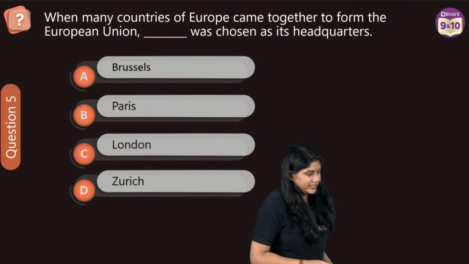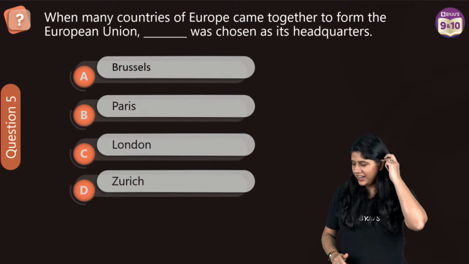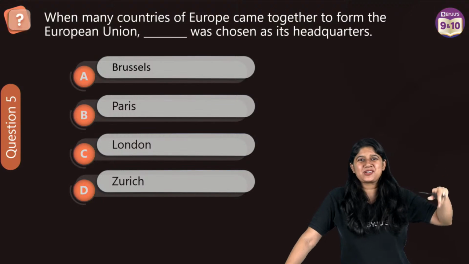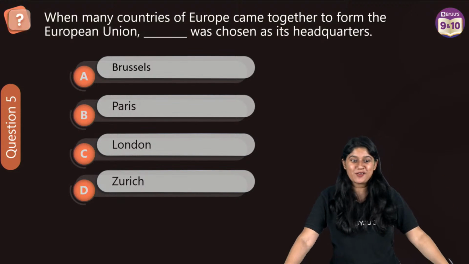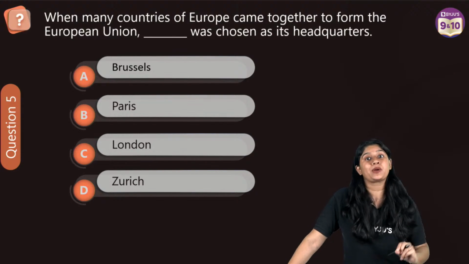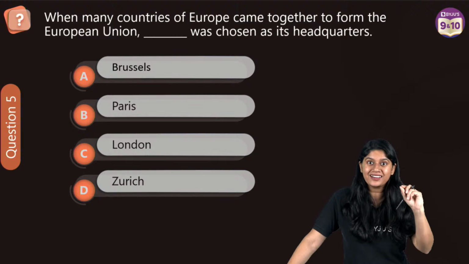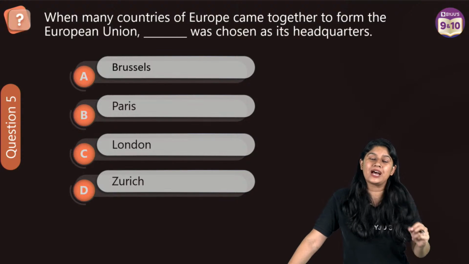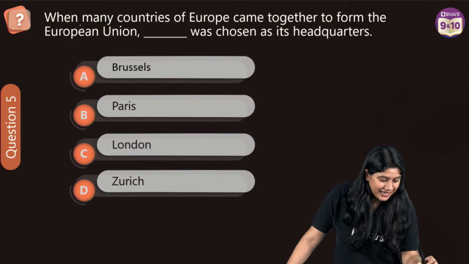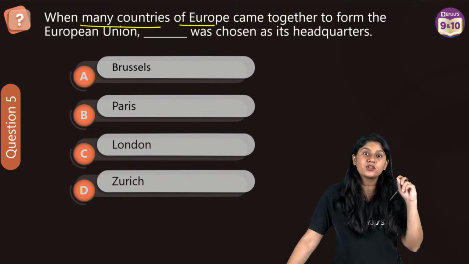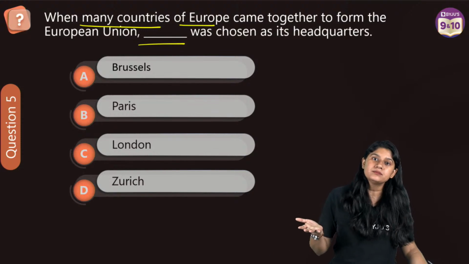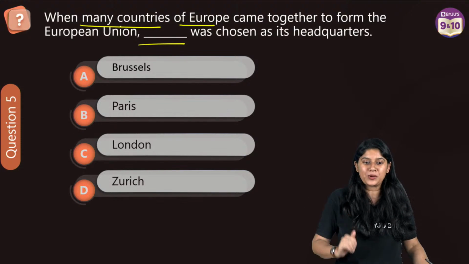Yes, everyone. So let's take a look. The question looks very easy. When ma'am and I were discussing the sample paper, we were like, yeah, easy questions are there from history and political science. So everyone, here we have a very interesting question, and this again is a clear example of a direct question. We spoke about remembering and understanding. This is a clear example of that. The question is, when many countries of Europe came together to form the European Union, dash was chosen as its headquarters. It's a very straightforward question.